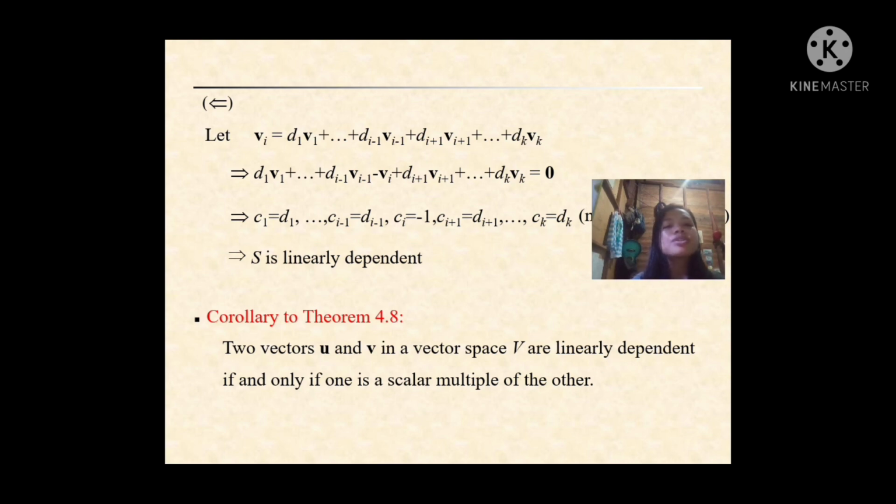Corollary to Theorem 4.8: two vectors u and v in a vector space V are linearly dependent if and only if one is a scalar multiple of the other.